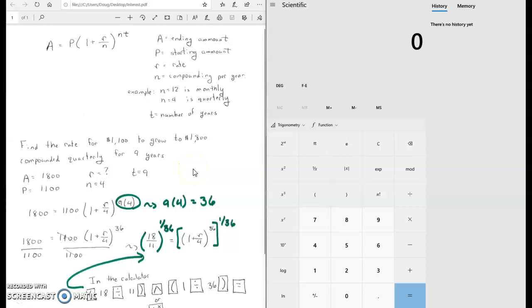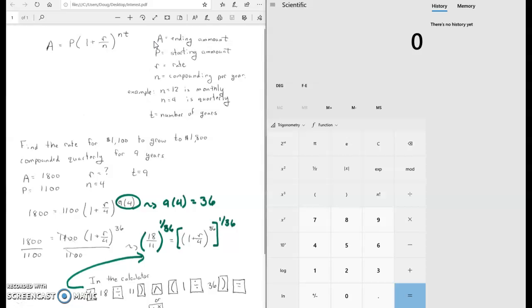Some of you are asking about how to use your calculator when it comes to finding compound interest. So here's an example that I've worked out. Here's our compound interest formula right here. Here's what all the pieces mean. So I'll take a moment to talk to you about what all the pieces mean.